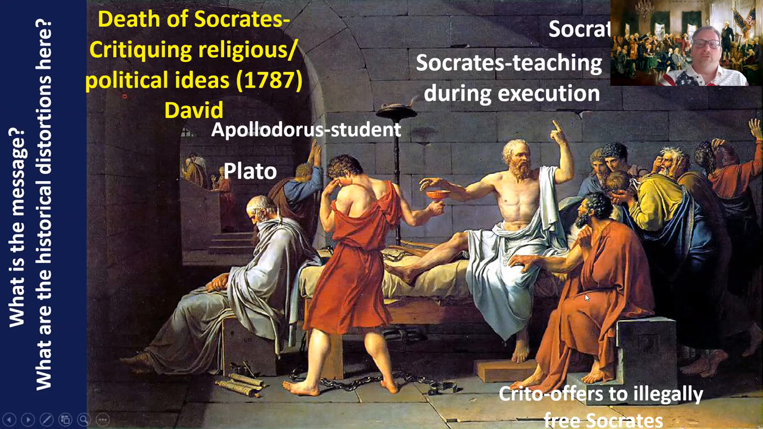Crito, one of his students, offers to illegally free Socrates. Socrates says, no, I am not going against the state. He's willingly dying as a martyr to promote the ideals. We have one of his other students handing him the hemlock. We have Plato at the very end of the table, his teacher leaning down. And then we have another individual over here, literally begging.